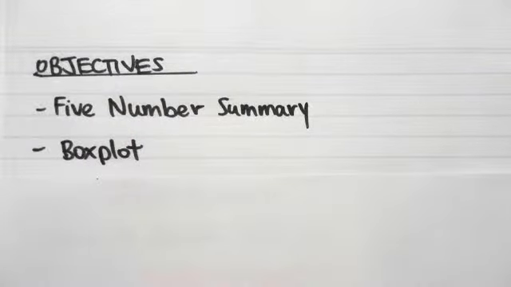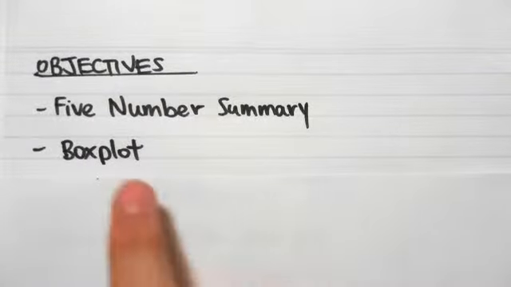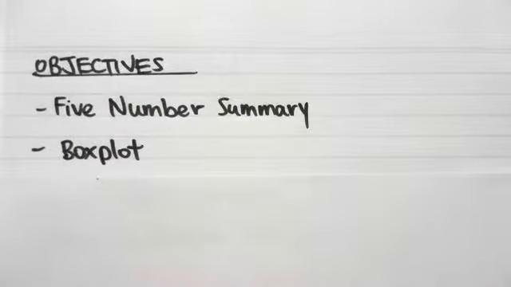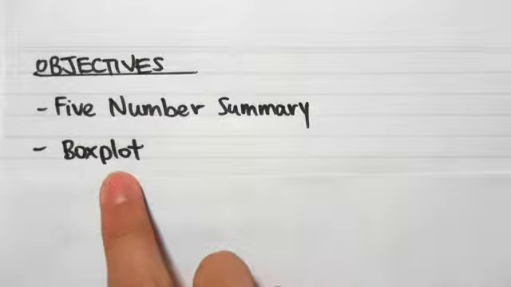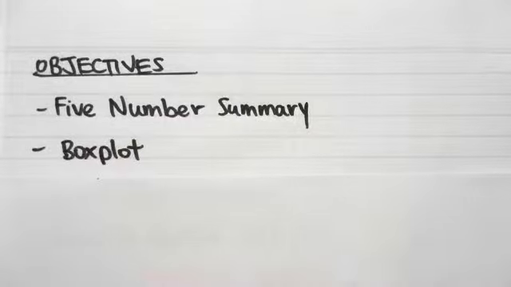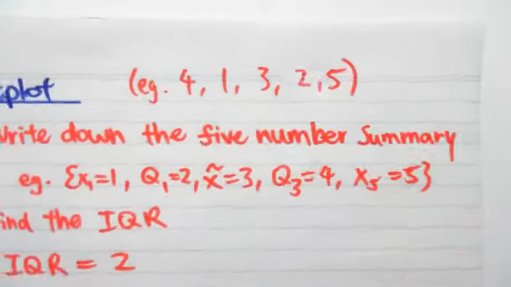Hey guys, welcome back. The objective of the last video was to go through the 5-number summary. The objective of this video is to now construct the box plot. The box plot is the representation of the 5-number summary which we constructed in the previous video. So let's go through how we construct the box plot.